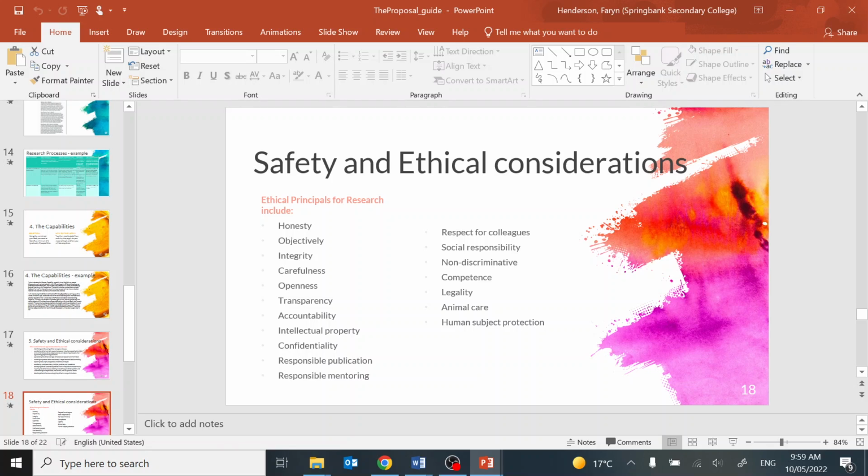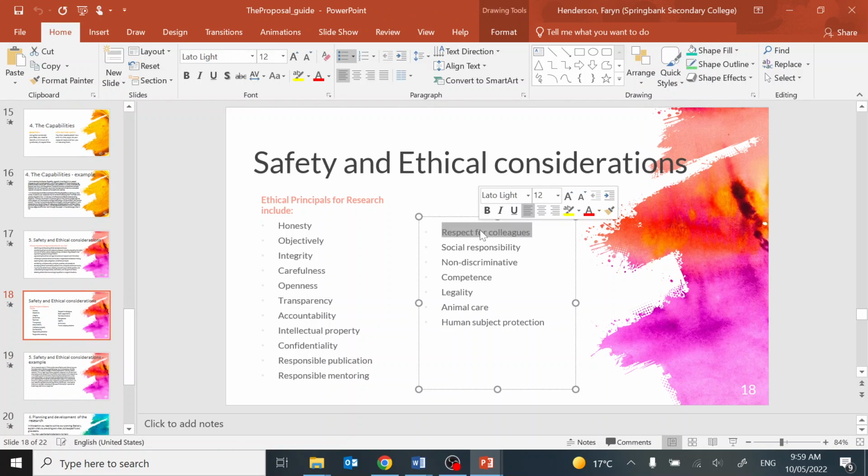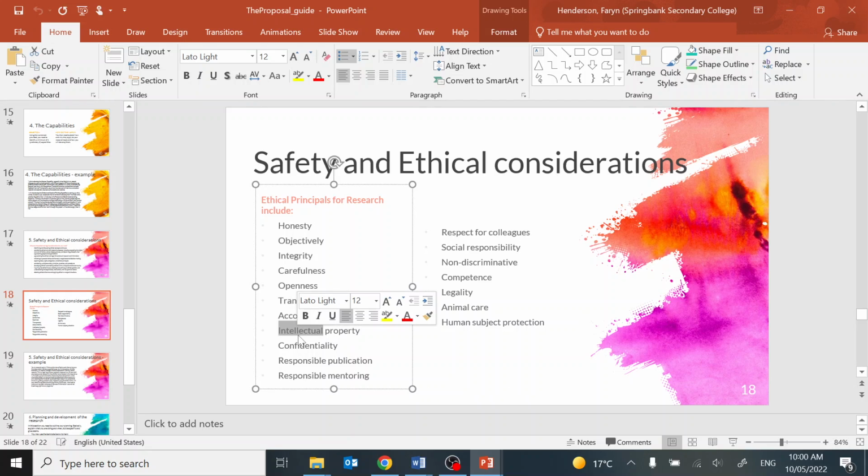So ethical principles for research include, some of the big ones, being non-discriminative. You're looking at confidentiality, intellectual property, being open and honest. So you really need to be, when you're planning this little paragraph, you need to talk about this, which comes into play the way you're planning on doing your research methods, so your research approaches, and how are you planning to do that responsibly, safely, and ethically.